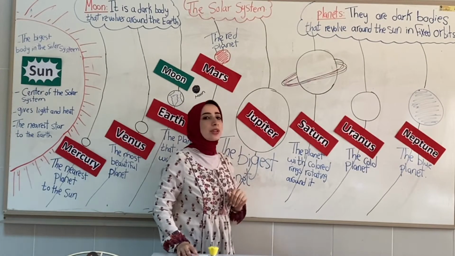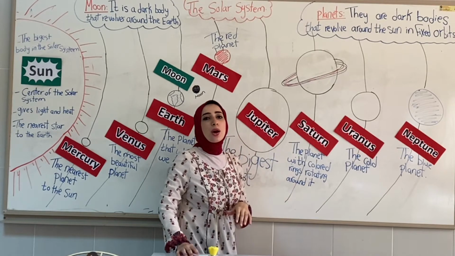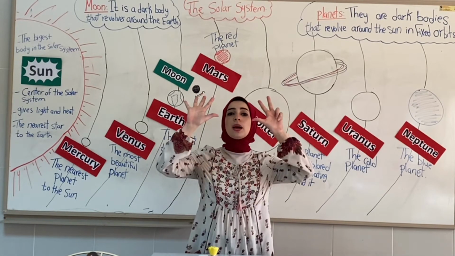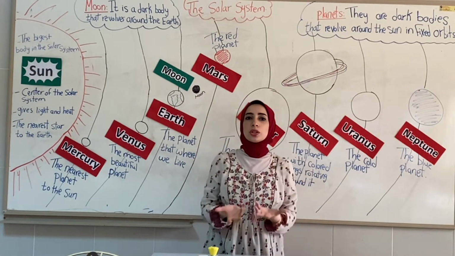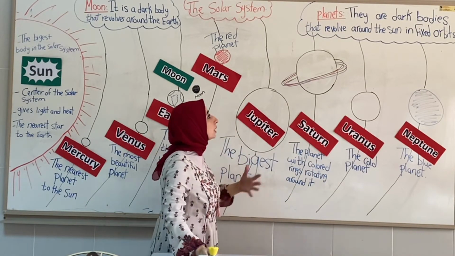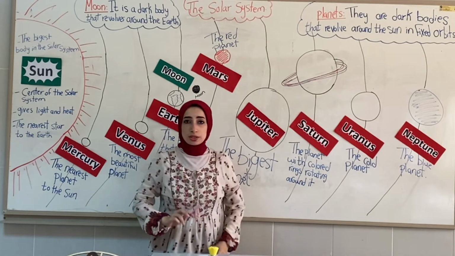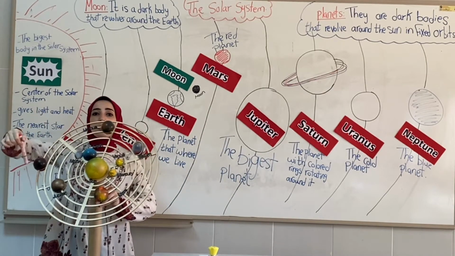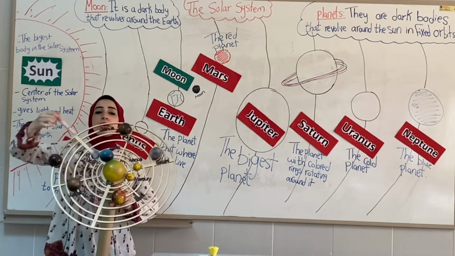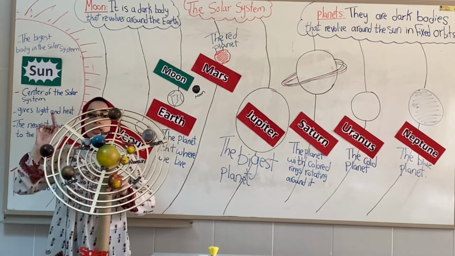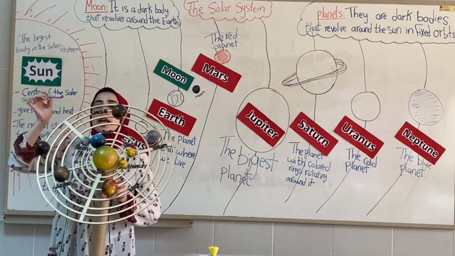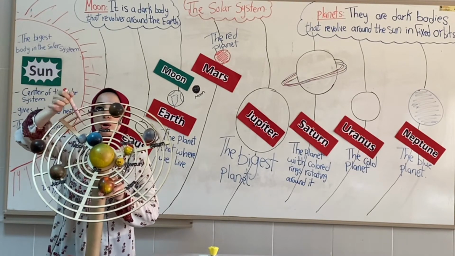Let's talk about the planets. Okay, how many planets do we have in the solar system? 8 planets. Okay, but first, what do I mean by planets? They are dark bodies. They are not shiny like the sun, but they revolve around the sun in fixed orbits.